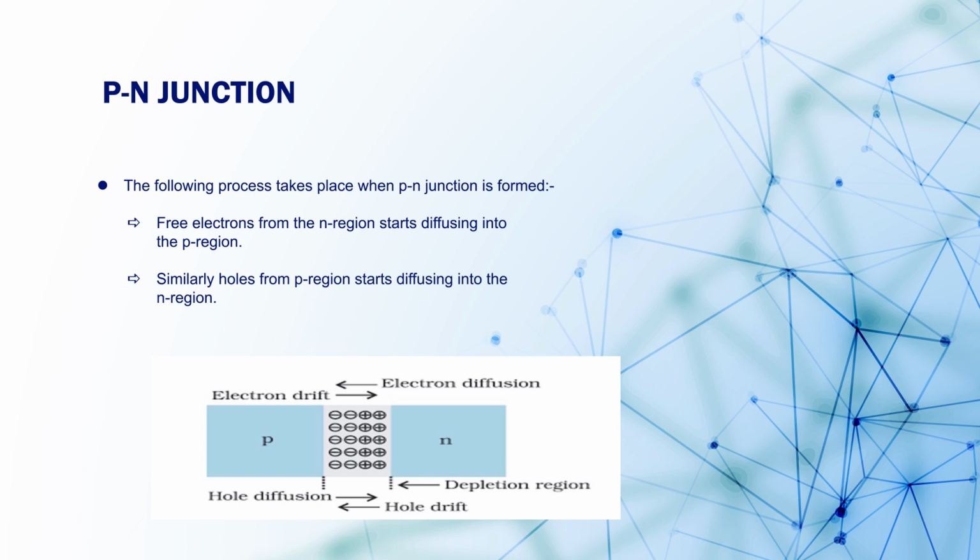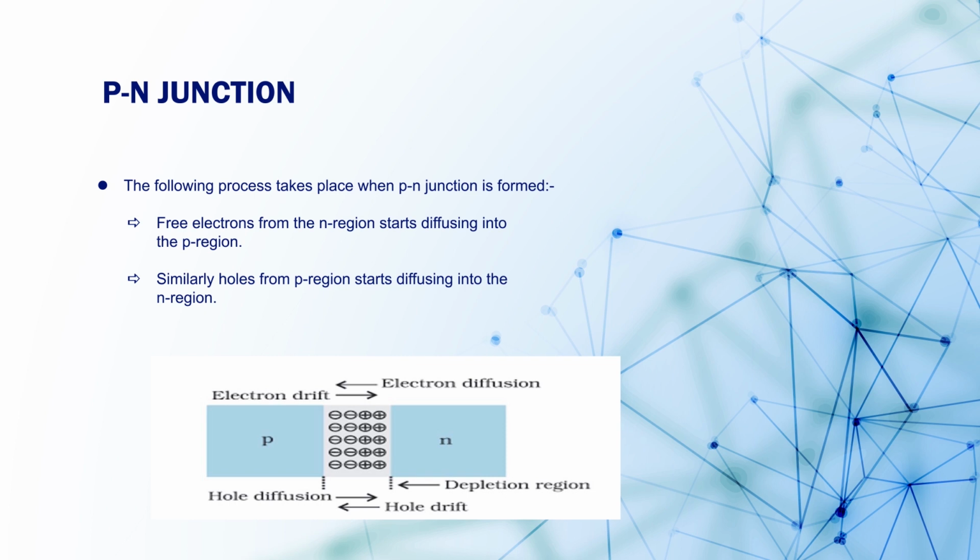In this way the diffusion process takes place in the p-n junction, and by this a region is formed which is called the depletion region. One thing we can also see in this figure is that electron drift and hole drift also take place.